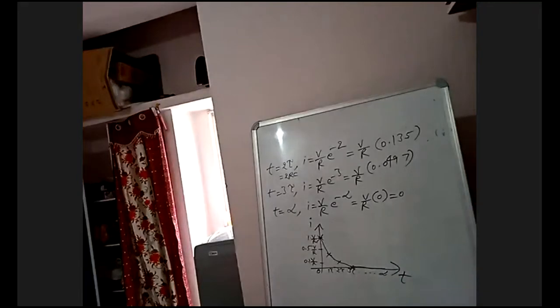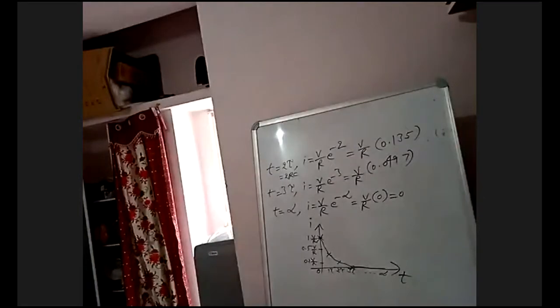Is it exponentially rising or decaying? Decaying. It is exponentially decaying. I have already told in the RL circuit, if you have 1 minus e power minus, it is exponentially rising. If you have only e power minus in your equation, it will be exponentially decaying. This is the current transient curve.